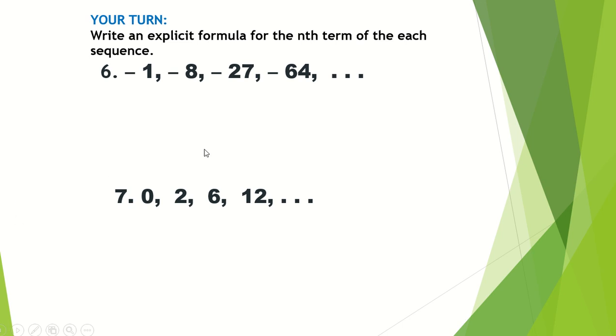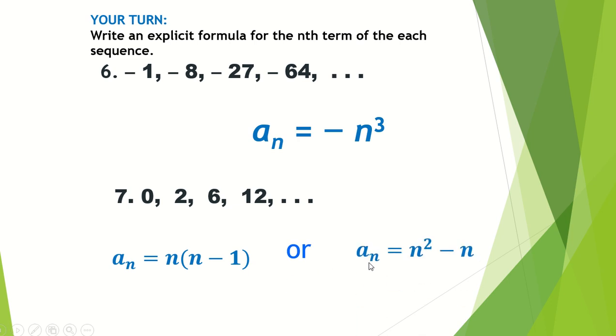Okay, so I hope you get the correct answer. The answer is a sub n is equal to negative n cubed. In case you place parentheses here, I will accept that. But next time, in this particular sequence, parentheses are not necessary since the signs did not change. Okay, next for this one, a sub n is equal to n times the quantity n minus 1, which can be simplified as a sub n is equal to n squared minus n.